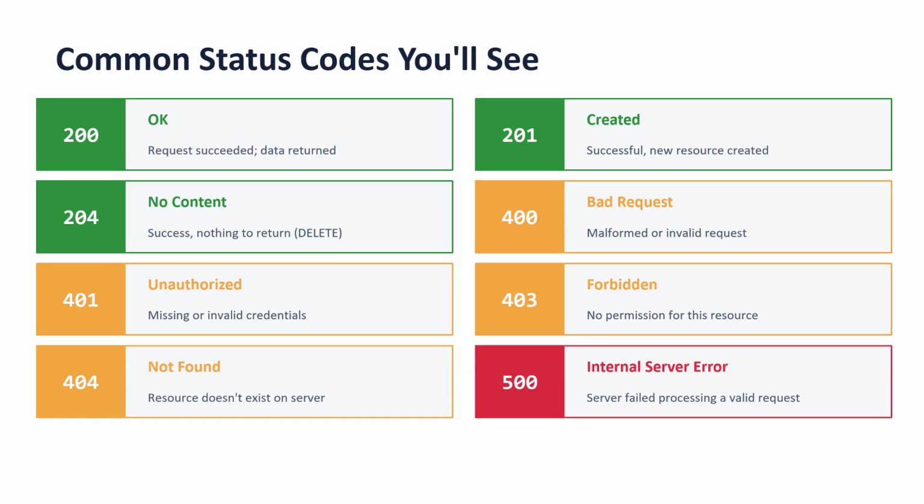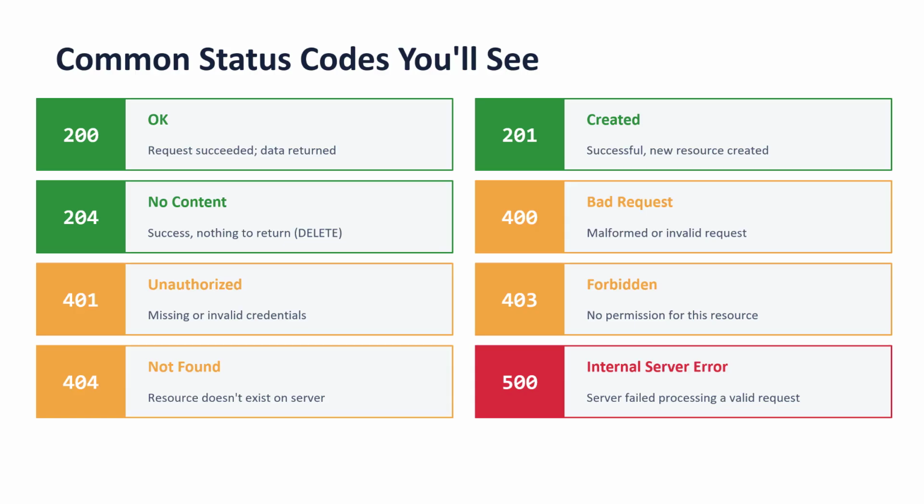400 is a bad request. Your request was malformed or invalid in some way. Maybe a required field is missing or the JSON's not formatted correctly. 401 is unauthorized. So some APIs need authentication, you need to pass credentials or a key, and you either didn't provide these or you provided invalid ones.